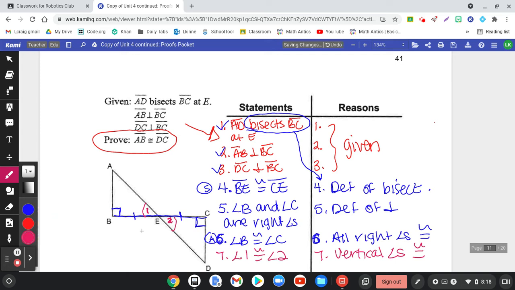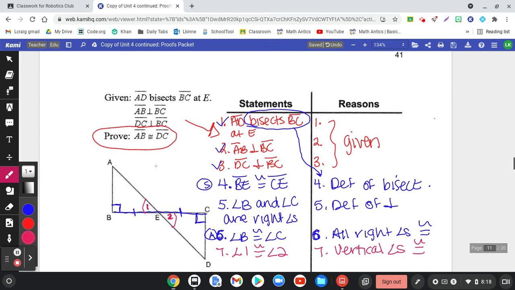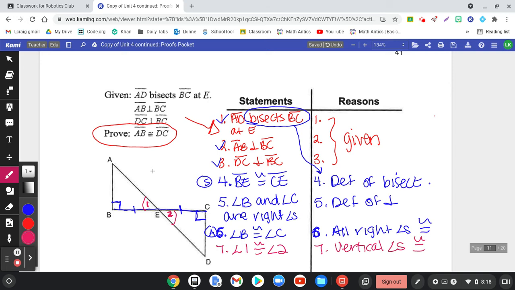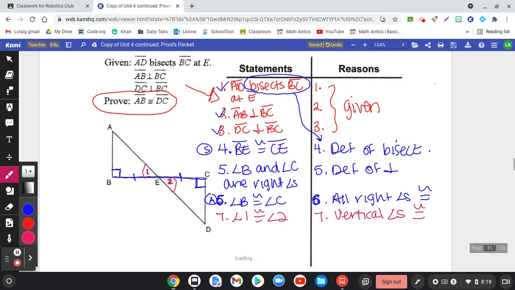All right, so again, if you notice, it wanted us to prove that AB is congruent to DC. It didn't give us that. It wants us to prove that. So since those are parts, our last step is CPCTC. But first, we need to state that the triangles are congruent before we can say their parts are congruent.